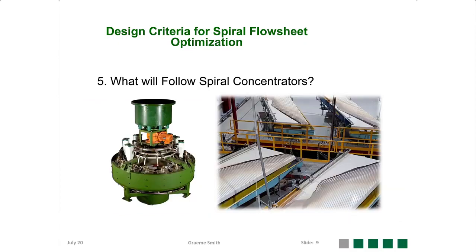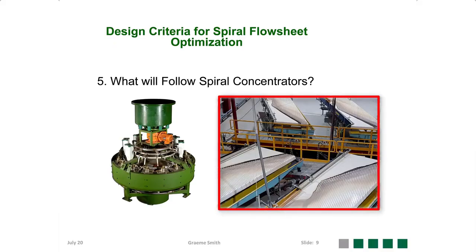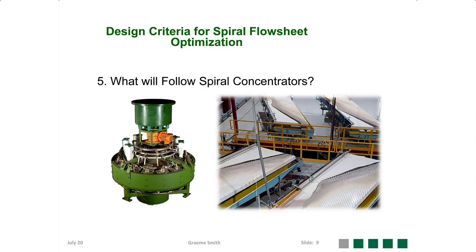Fifth, we start to look at what's going to follow your spiral plant. On the left, we have a WIMS. Could be in your iron ore circuit, where you want to remove that last bit of silica or do that final concentration upgrade in your hematite. Or on the right, a shaking table. Maybe you've only taken 30% tin and used tables to concentrate that up to your 60%.